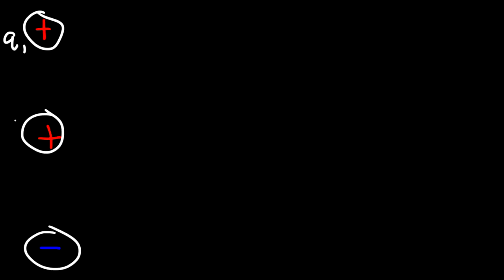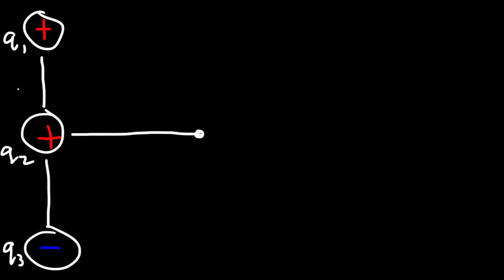Let's try another problem. Let's say we have 3 charges: Q1, Q2, and Q3. And let's say that they're equally spaced apart. Let's say the distance between Q1 and Q2 is 1 meter, and the same is true between Q2 and Q3. What is the net electric field at point A? What is the direction of the net electric field at that point?